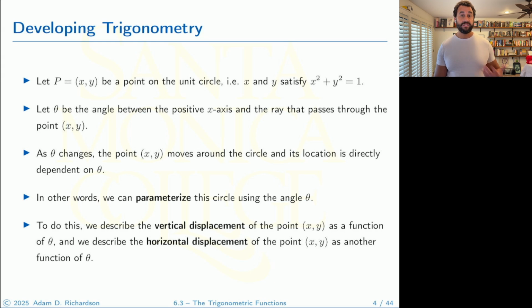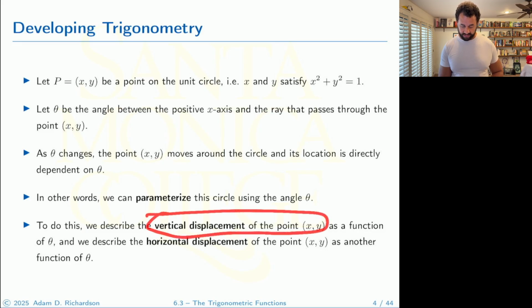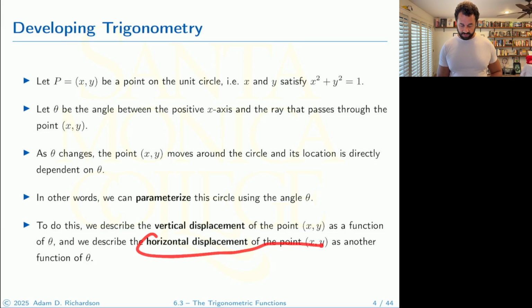All right, so how do we do that? How do we actually describe the circle and the points on that circle just using the angle? Well, we're going to split things up into horizontal behavior and vertical behavior. So we're going to describe the vertical displacement of the point as a function of theta, and then we're going to describe the horizontal displacement of the point as another function of theta. So basically, we're going to say, hey, what's happening horizontally and what's happening vertically? And in doing so, we can parameterize the entire circle just depending on that angle theta.